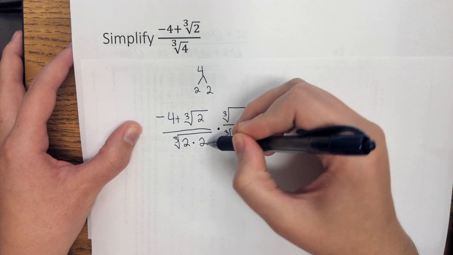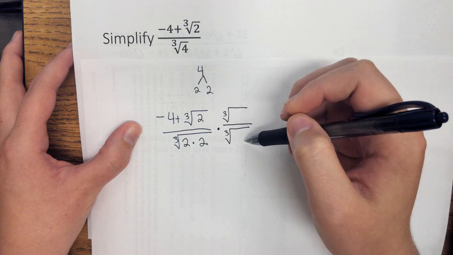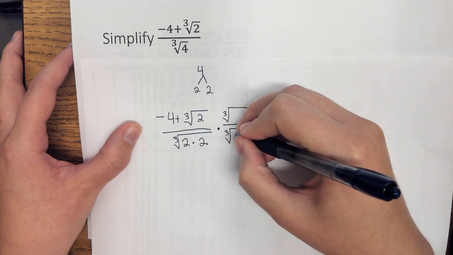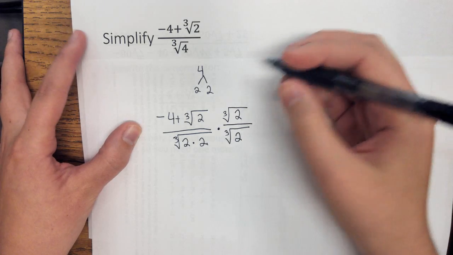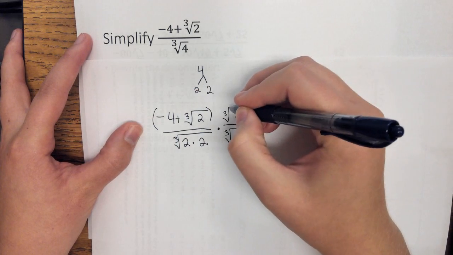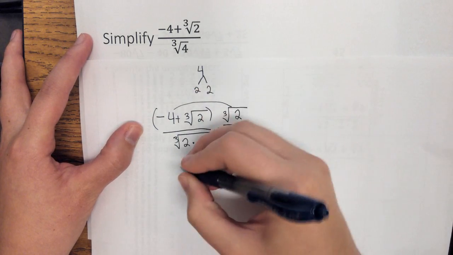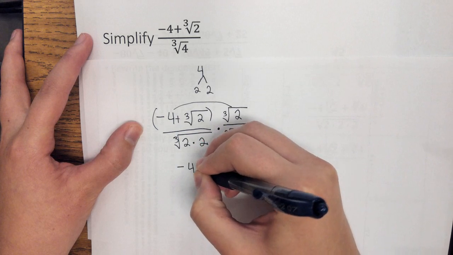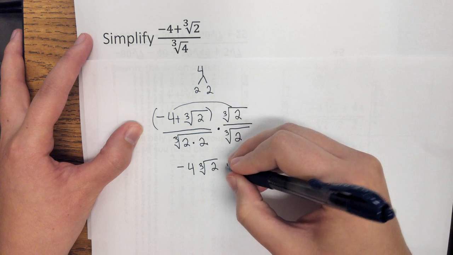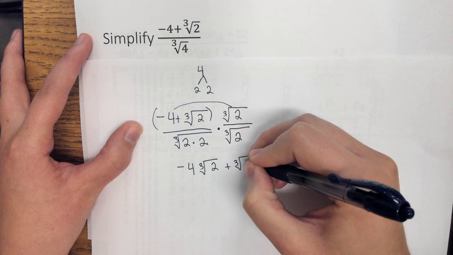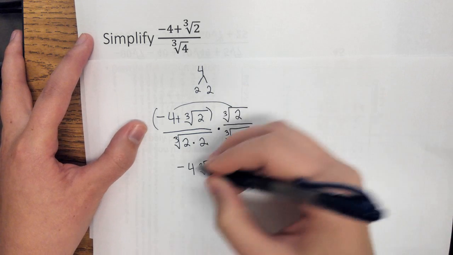Well, I have 1, 2. I just need one more to have a group of 3. So I'm going to multiply by a cube root of 2. Now again, on the top, we're going to be distributing a little. So cube root of 2 times negative 4 is negative 4 cube root of 2. Cube root of 2 times cube root of 2 is cube root of 2 times 2, which is 4.